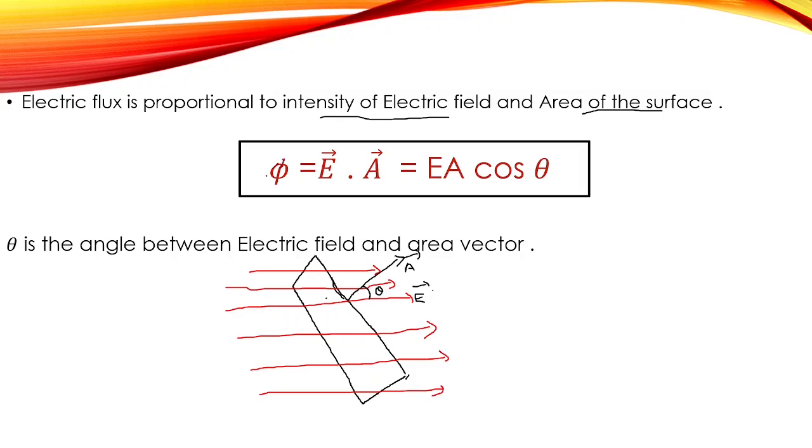There may be a question arising in your mind: why are we taking a dot product here, why are we not taking a cross product? That is because electric flux is a scalar quantity. To get the final answer as a scalar quantity, we need to take a dot product. If we took a cross product instead, we would get the final answer as a vector quantity. But electric flux is a scalar quantity, so we need to take a dot product.